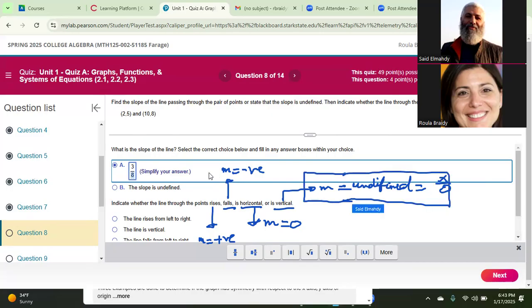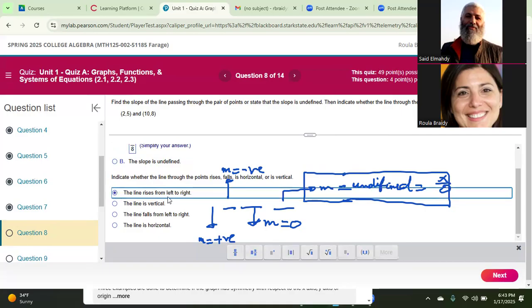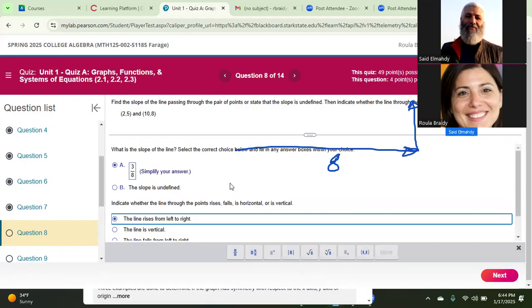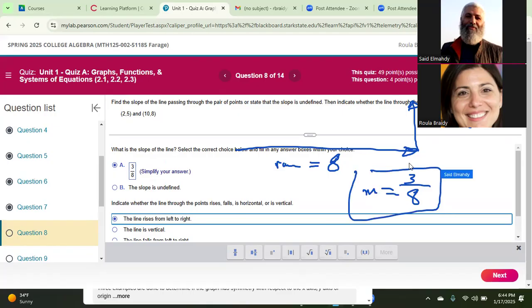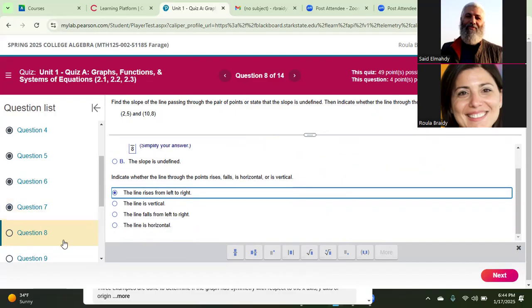So this number 3 over 8 is positive or negative or 0 or what? I think it's positive. It is positive, so it rises. So the line rises from left to right, correct? Yes, because as we go to the right 8, we go up 3. So the slope is rise 3 over run 8. So this is the slope. The line is going like this, increasing or rising. Awesome.